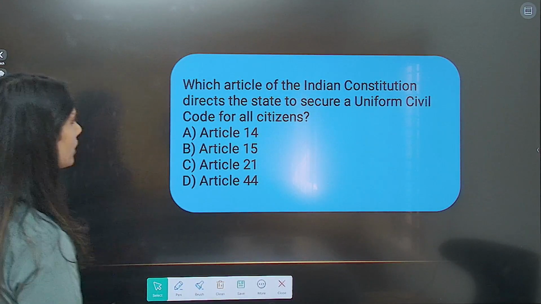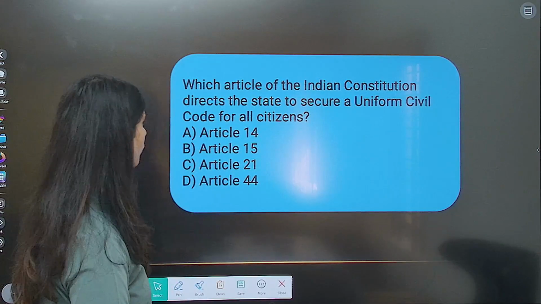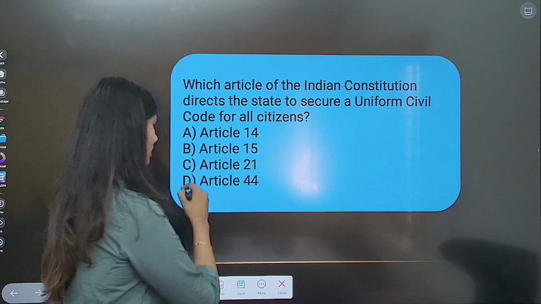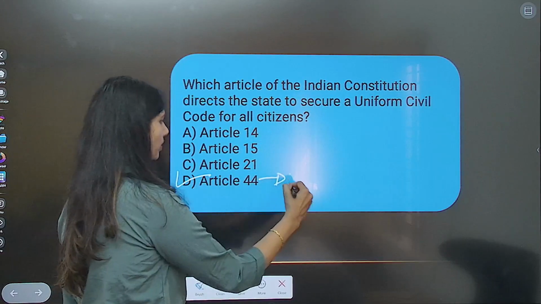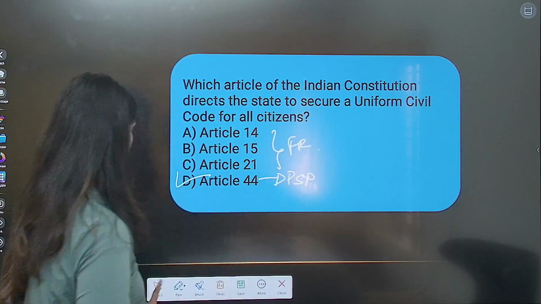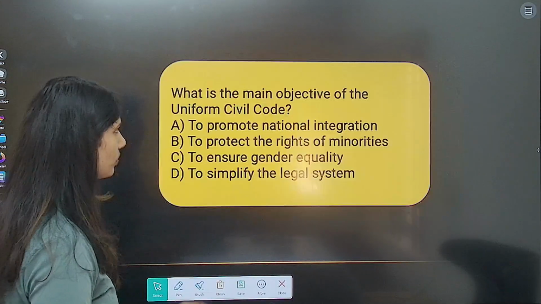Which article of Indian Constitution directs the state to secure a uniform civil code for all its citizens? Article 14, 15, 21, 44. The answer is 44. This is a DPSP. Rest all are your FRs, that is your fundamental rights. It is not yet a fundamental right. It is still in a DPSP stage.